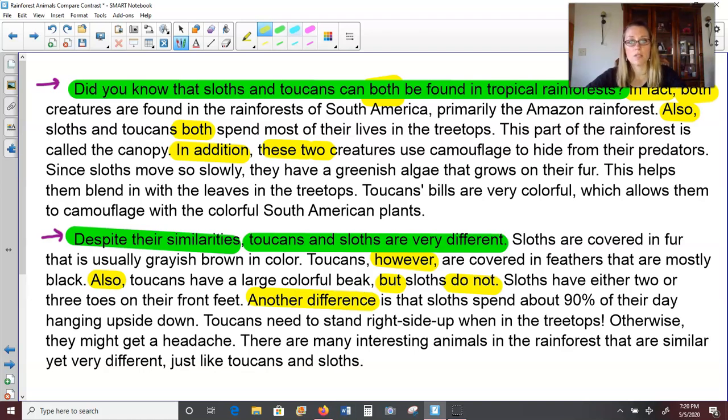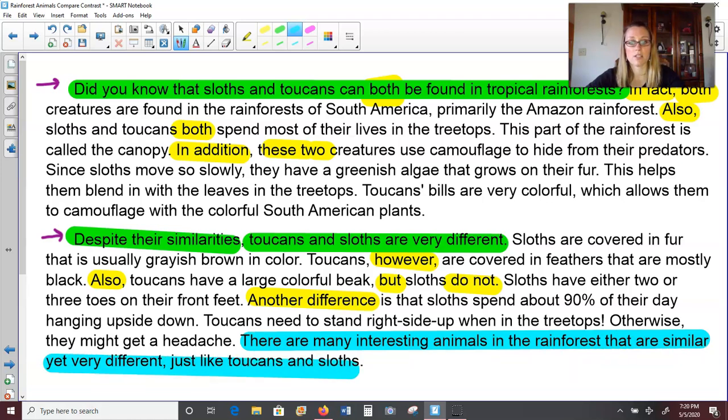And you also need to end with an ending sentence or a concluding sentence. So I said, there are many interesting animals in the rainforest that are similar yet very different, just like toucans and sloths. So you want to find a way to kind of pull both paragraphs together to give a recap of what you were writing about, and I was writing about the similarities and differences of toucans and sloths.